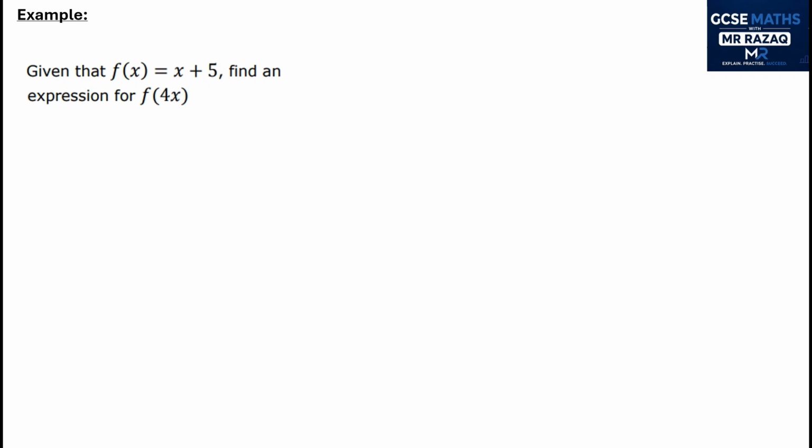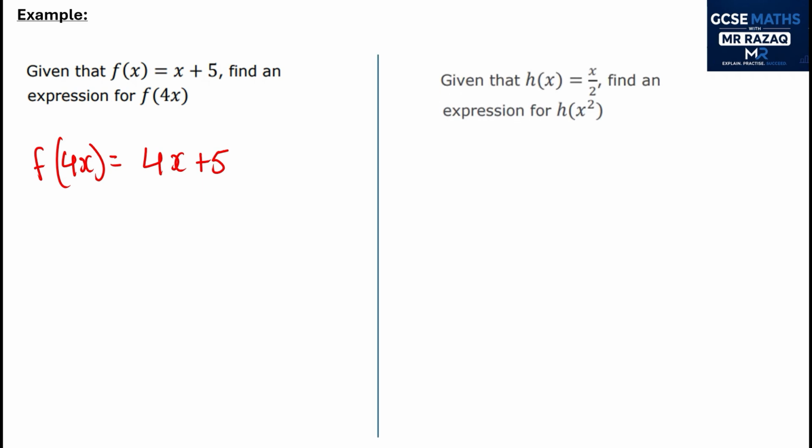Here's another example. Now, this is slightly different. Instead of just having a number, we've got an expression in it. So it's going to be f of 4x. So where you see an x, I'm going to replace it with 4x. 4x plus 5. And I'm done. That's it. Let's look at another example.